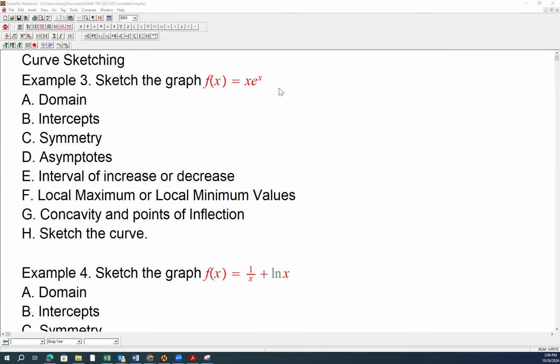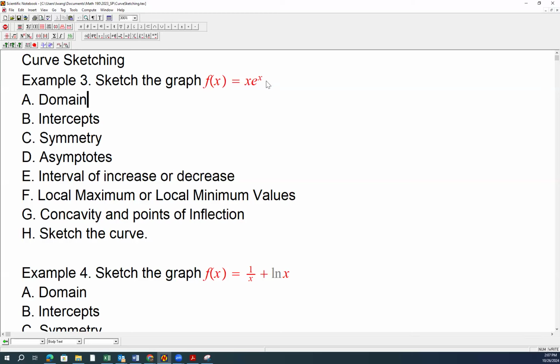Hello, in this lesson about curve sketching, we're going to do two more examples that I will try to keep the length of the recording in control. In these two examples, one has an exponential function and the other one has a logarithm function. So let's start with the first one, and we're going to go through each one of these items, through these steps. All right.